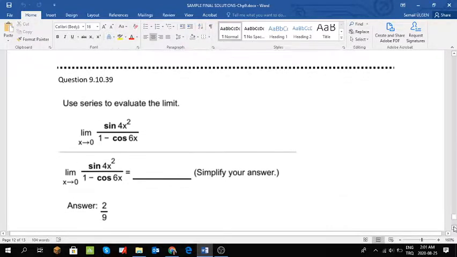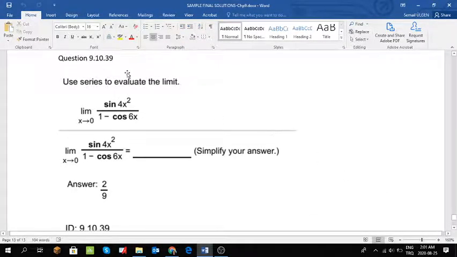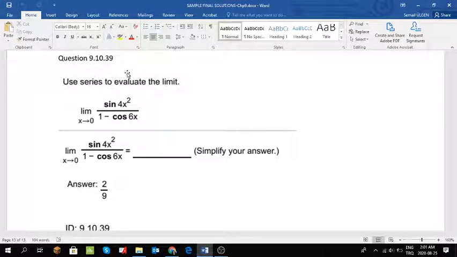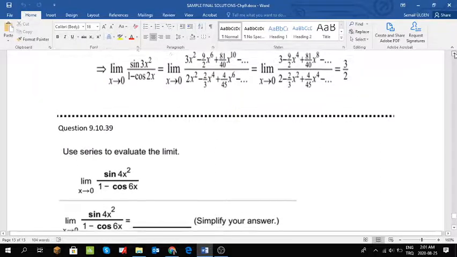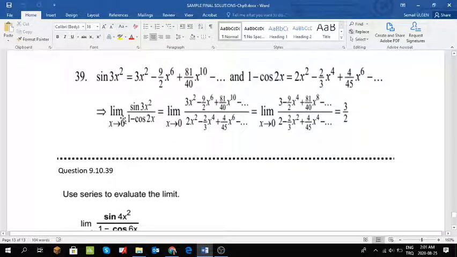Chapter 9, section 10, question 39. Use series to evaluate the limit. Sometimes we use series to evaluate the limit because it makes it easier. In this question they ask to find the limit as x approaches 0 of sine 4x squared over 1 minus cosine 6x. I want to show this with a slightly varied problem up here. They are asking us to find the limit as x approaches 0 of sine 3x squared over 1 minus cosine 2x.